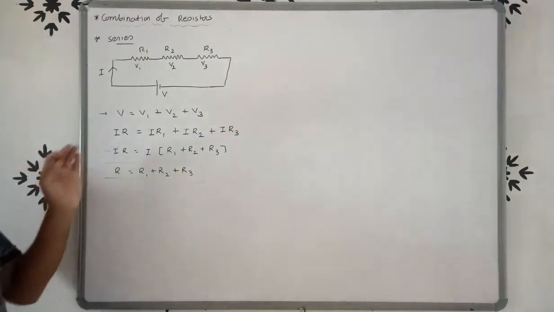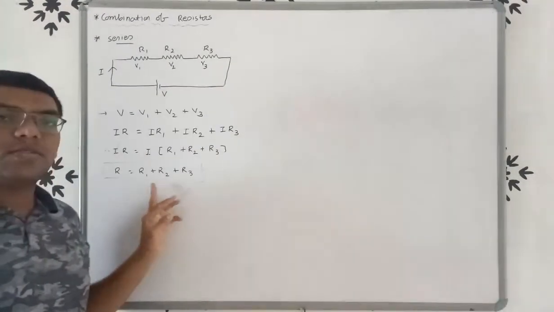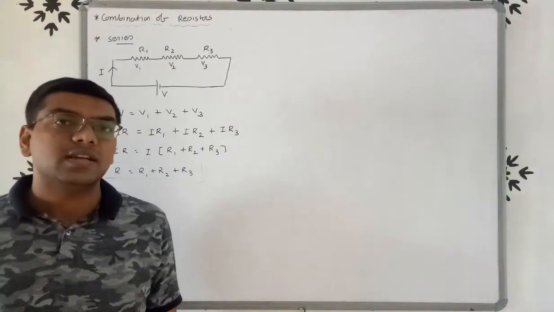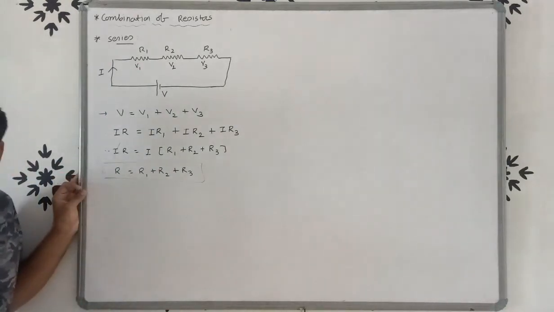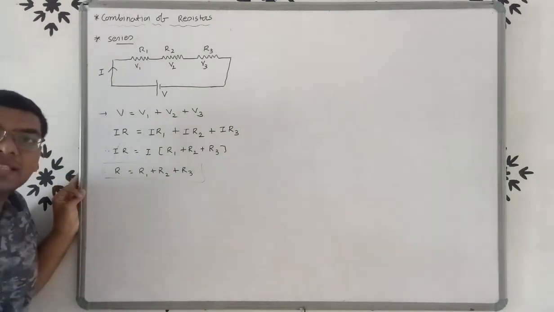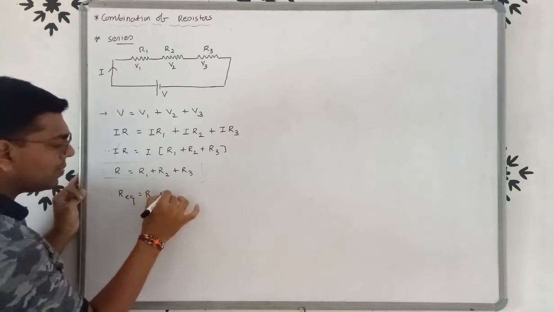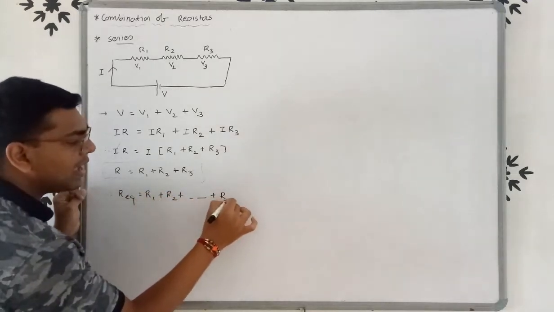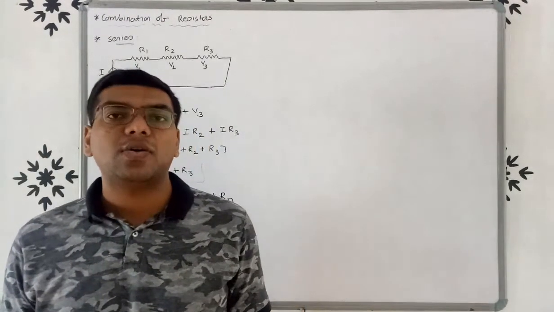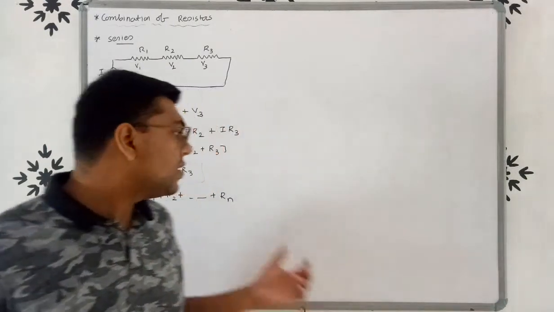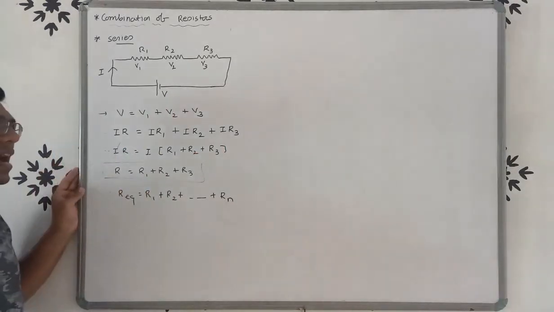So in series combination, the equivalent resistance is R equals R1 plus R2 plus R3. If there are two resistors, then R equivalent is R1 plus R2. If there are n resistors, then in series combination R equivalent is R1 plus R2 up to Rn. So you have to remember the formula of equivalent resistance for series combination: R equals R1 plus R2 plus R3.